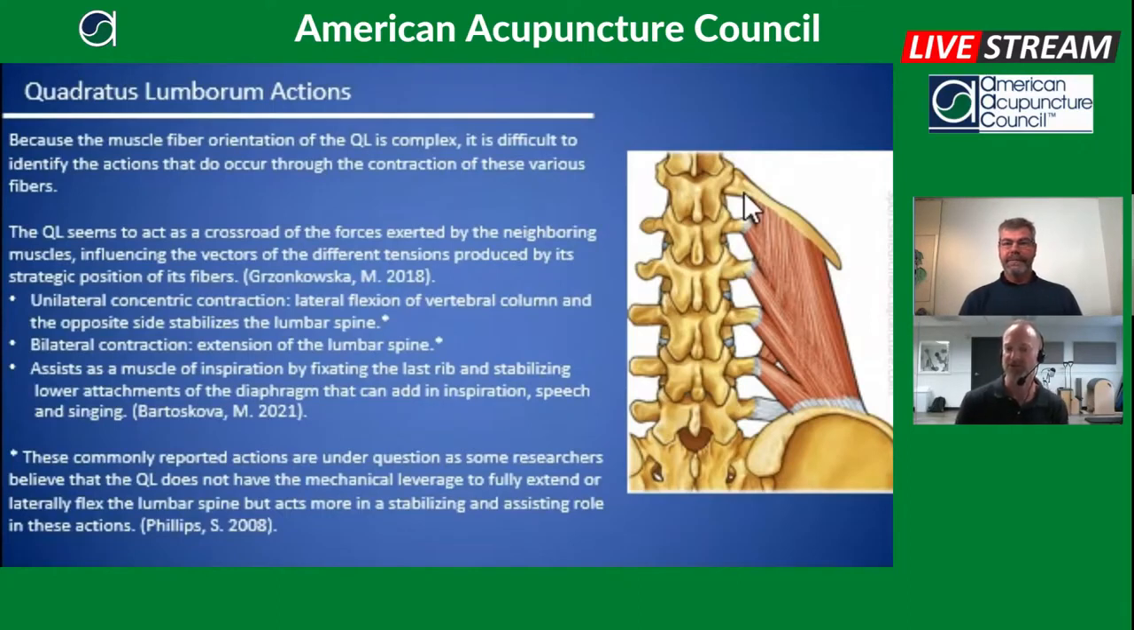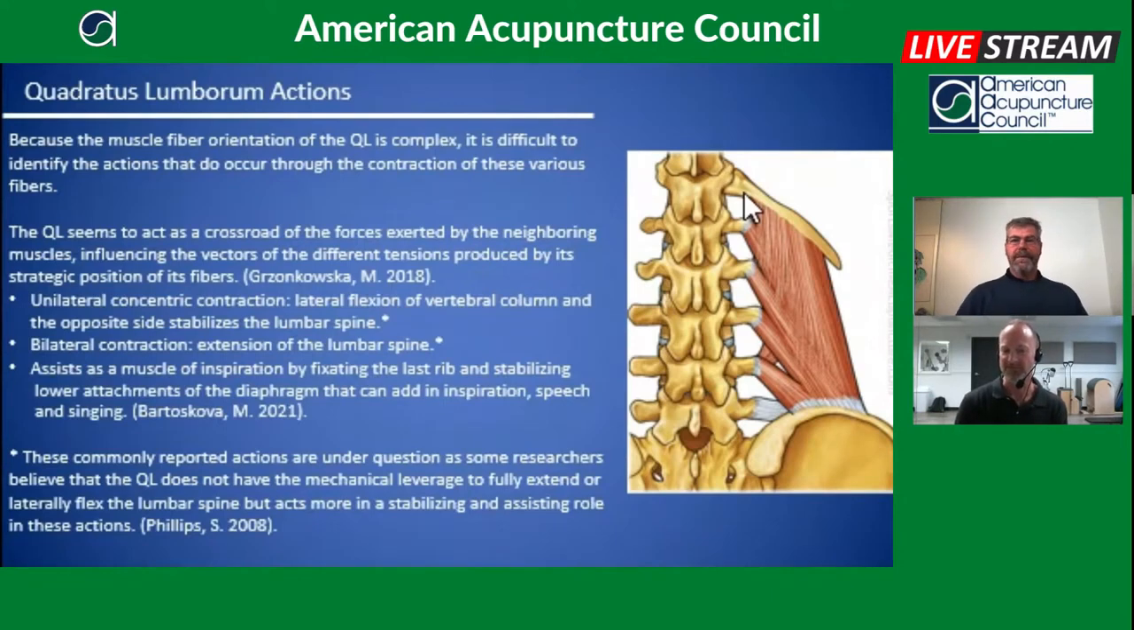But the traditional role of the Quadratus Lumborum is that when there's a unilateral contraction, that does lateral flexion of the vertebral column of the lumbar spine, whereas the opposite side would be stabilizing. So if we were looking at this right QL, it could laterally flex the lumbar spine, so the lumbar spine would become concave to that side. Bilateral contraction is usually talked about as extension, but it seems like it's pretty minimal in extension, more about assisting if it does it at all.